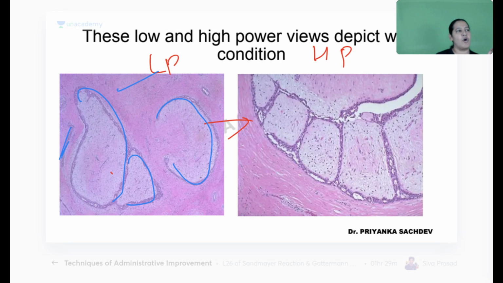See here also all the glands are compressed. Can you see a lumen in the glands? A small lumen. This is one gland, a small lumen inside it. This is another gland, small lumen. So all the glands are compressed, they become slit-like. Give me a thumbs up.